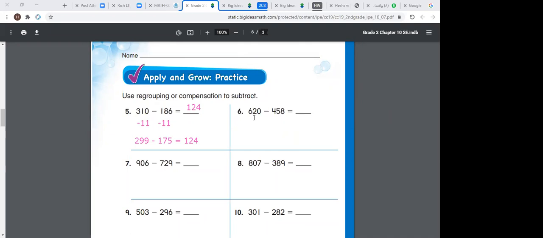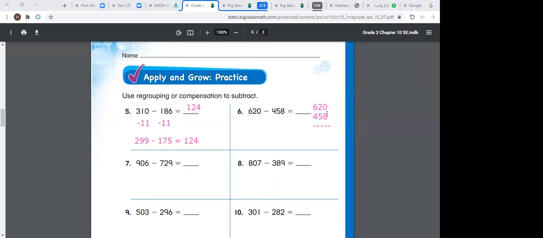Qusay, let's get 620 minus 458. Let's use regrouping, okay? I write here 620 and here 458. Okay, Qusay? Let's start by ones.